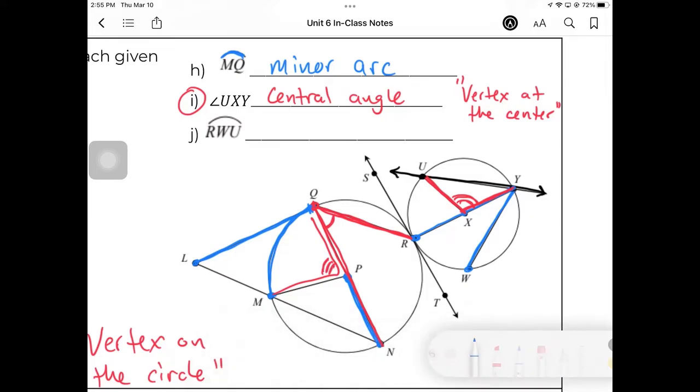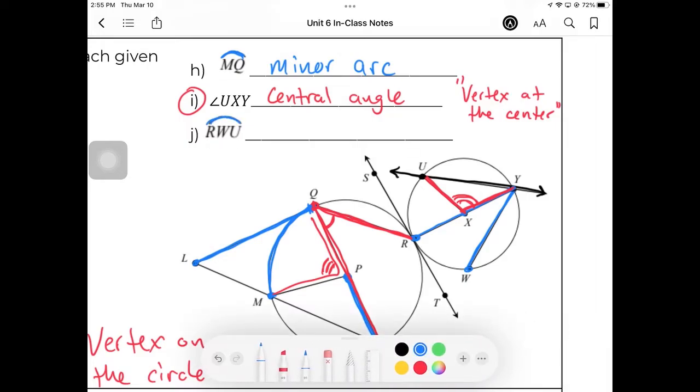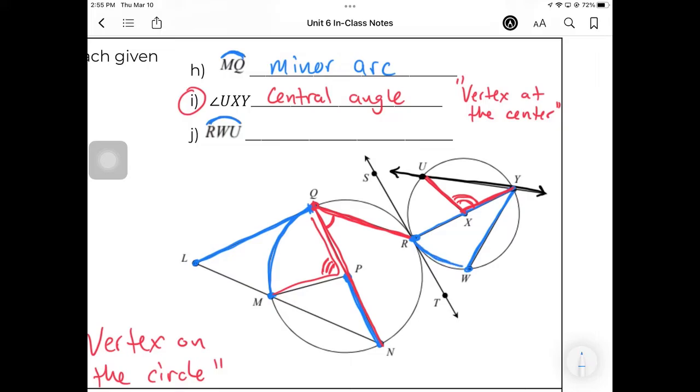All right, finally, one more arc to talk about, arc RWU. Arc RWU, we start at R, we go through W to get to U. So we're going the long way around the circle. Even though we kind of skip over the Y, we don't need that letter. We're going from R to W and then on around to U in that direction. That's what tells me this is a major arc, because I go more than half the circle. Okay, so that's how we can identify these different vocab terms.